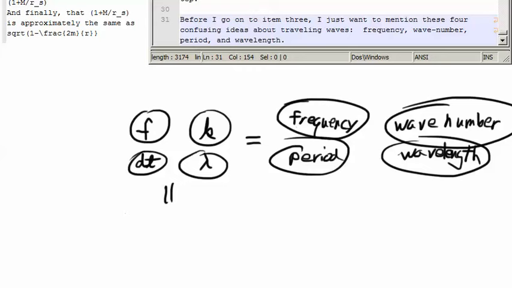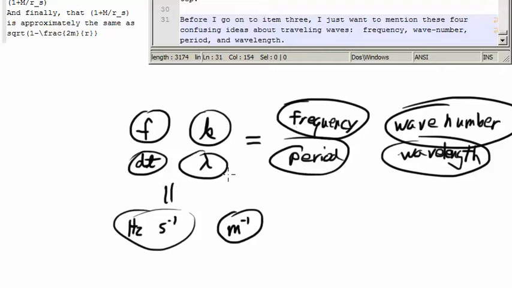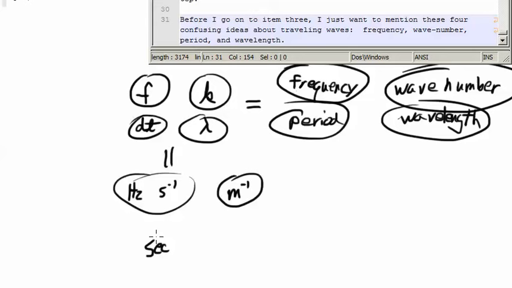Now frequency is measured in hertz or inverse seconds. K, wave number, I don't think they have a technical name for it, but it would be measured in inverse meters. It is sometimes referred to as just the frequency, but it's a spatial frequency instead of a temporal frequency. Period is measured in seconds, of course, and lambda, wavelength, is measured in meters, how far apart the waves are.